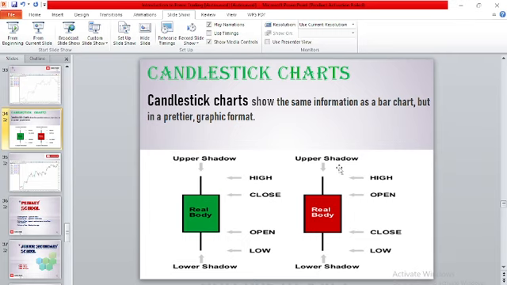So we also have the candlestick chart. A candlestick chart shows the same information as a bar chart, but in a prettier graphic format. You could see the upper shadow over here, and you see the lower shadow.